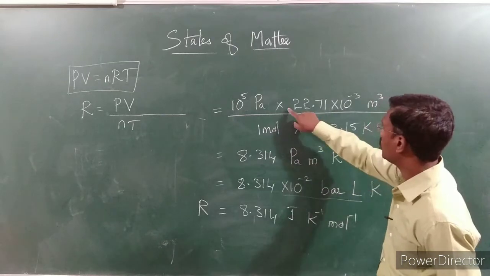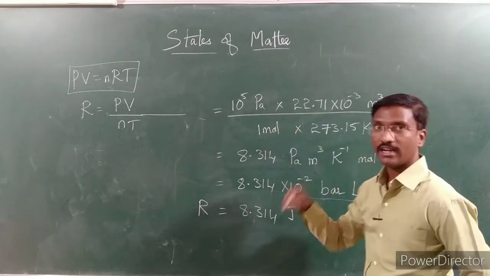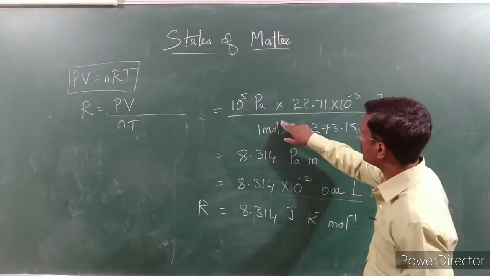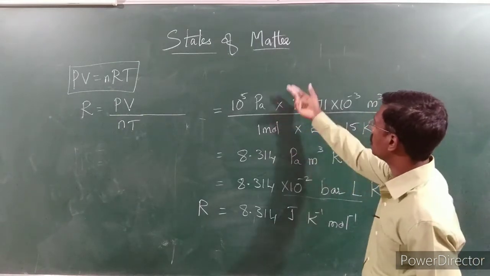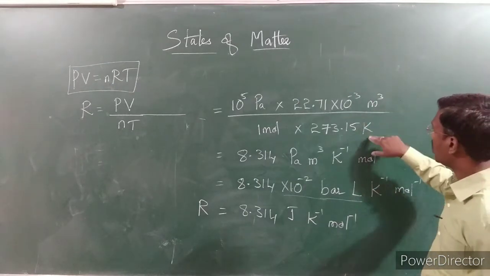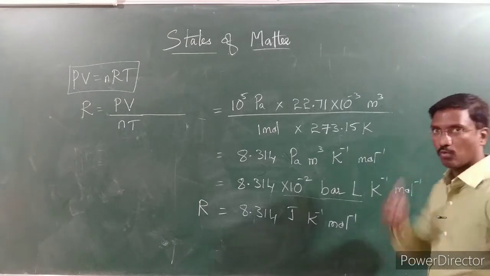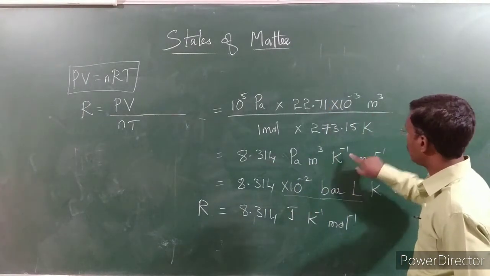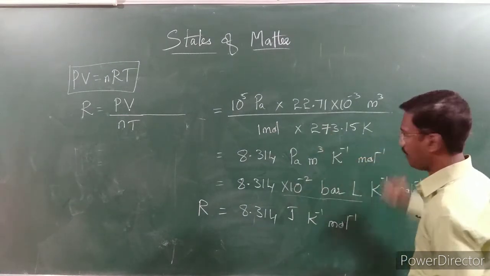I have written the SI units as they are. Pascal is in the numerator, meter cube is also in the numerator, whereas mole is in the denominator. If the denominator moves to the numerator, mole has power 1, so if it moves up, plus 1 becomes minus 1. Kelvin is also in the denominator; if it moves to the numerator, its power plus 1 becomes minus 1. So the unit is Pascal meter cube per Kelvin per mole.